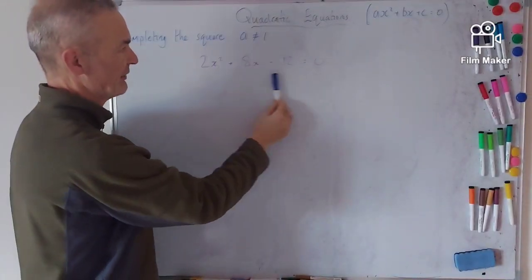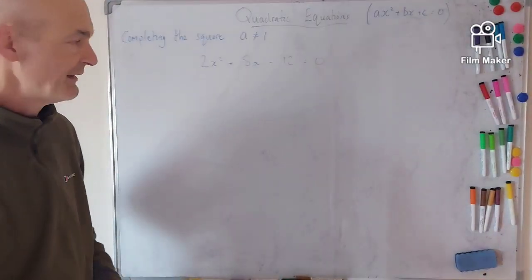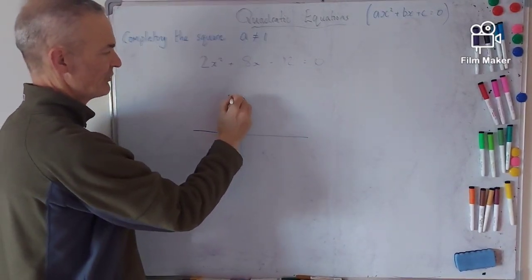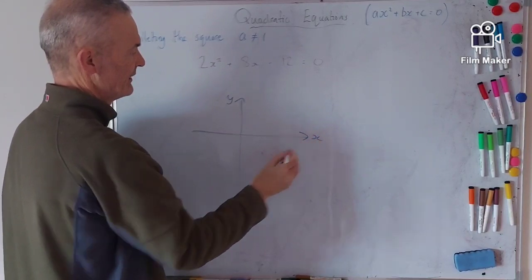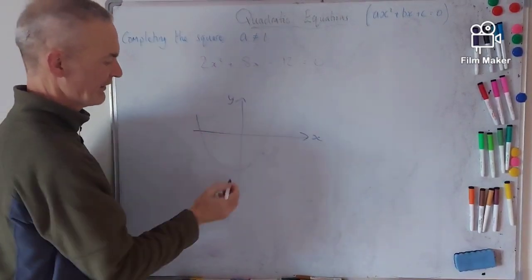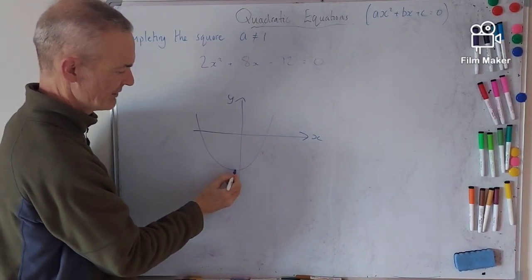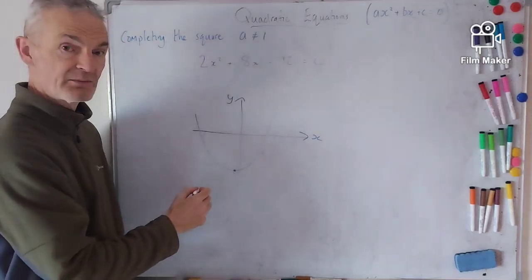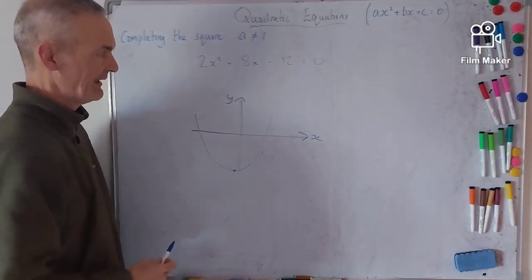So here's our quadratic that we're going to look at today, and we're going to complete the square on this. Remember, completing the square is going to give you, if I just draw up my coordinate grid, a curve, something like that. Completing the square is going to give you a minimum point down here. It'll give the x and y coordinate of this point here.